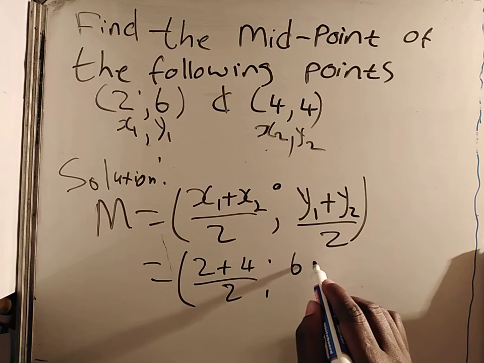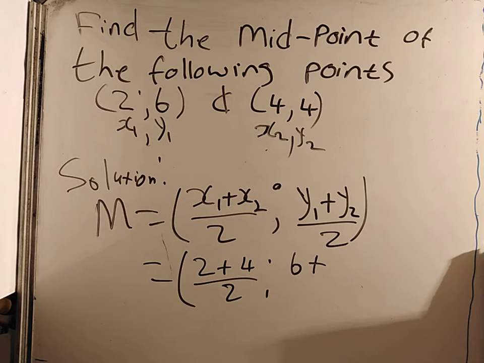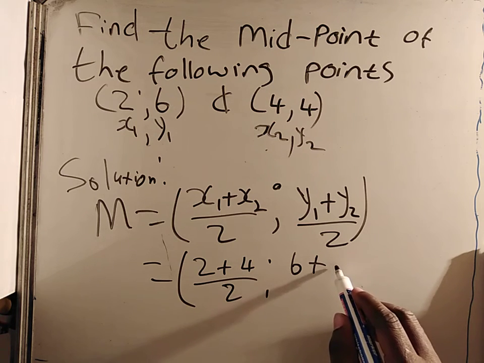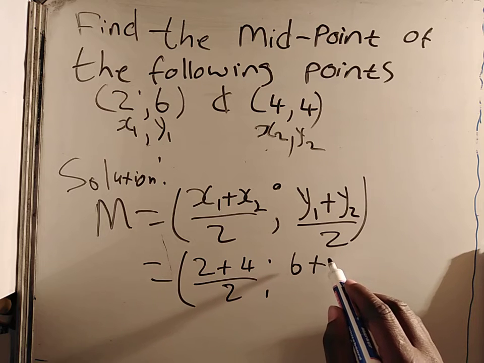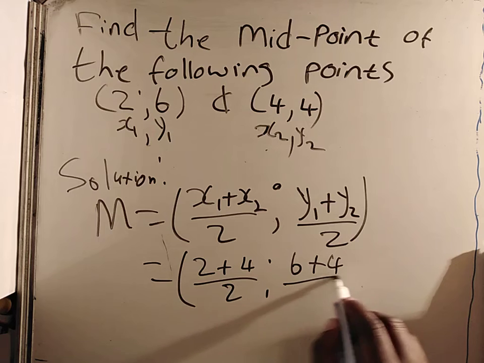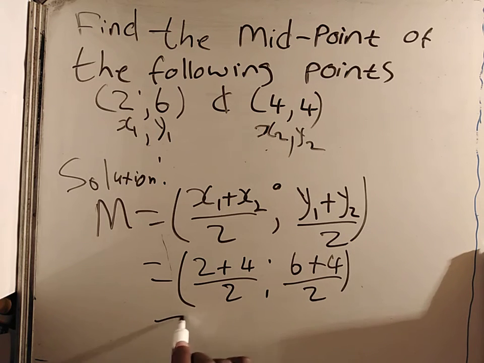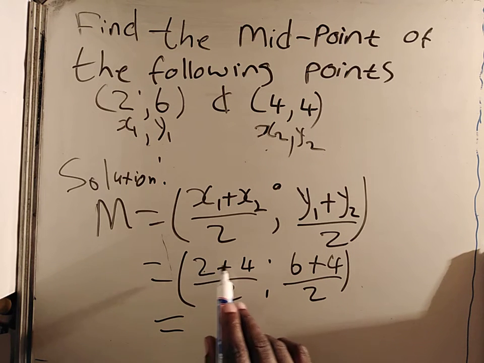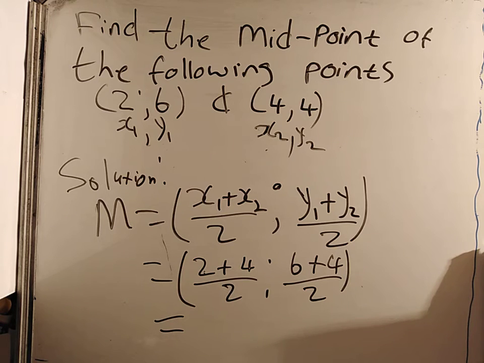6 plus, and then you've got y2. What is y2? y2 is 4. And all divided by 2. And then equal to 2 plus 4, which is 6. 6 divided by 2 is 3. Versus 6 plus 4 is 10, and then divided by 2 is what? 10 divided by 2 is 5.